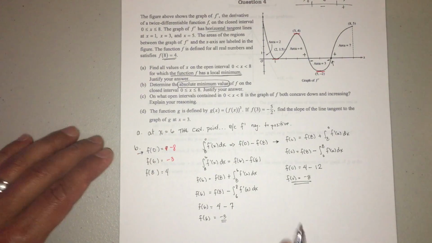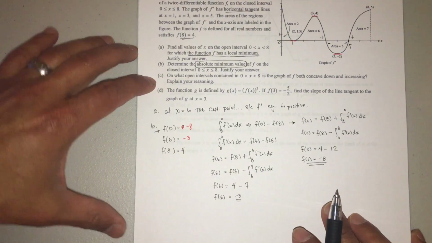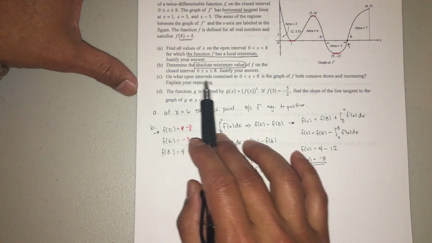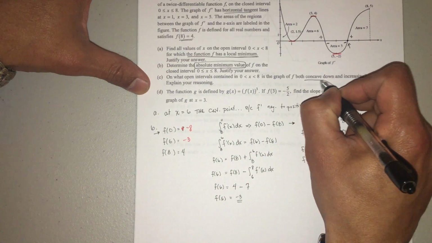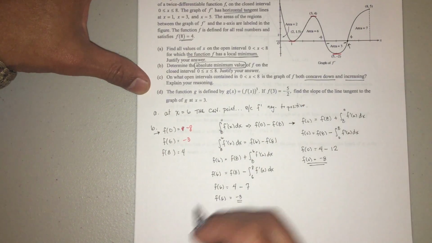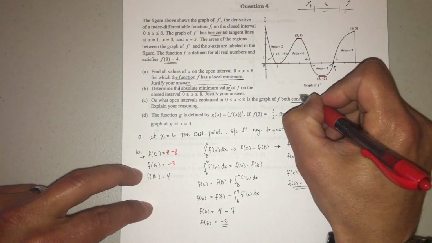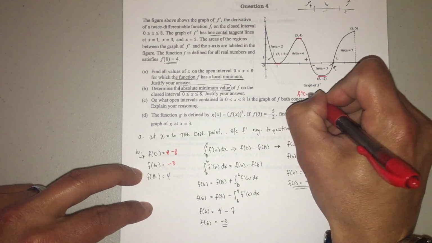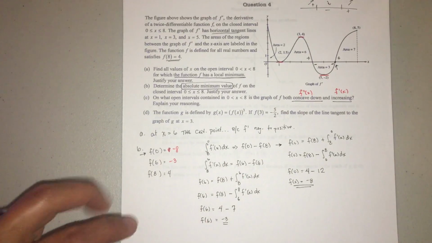All right, guys? So hopefully that makes sense. Part C: on what open intervals between 0 and 8 is the graph both concave down and increasing? Now remember, concavity, we're talking about the second derivative. Increasing, decreasing, we're talking about the first derivative.